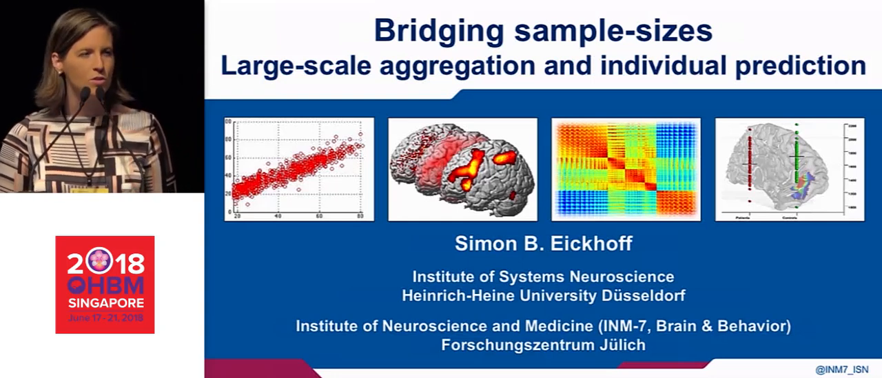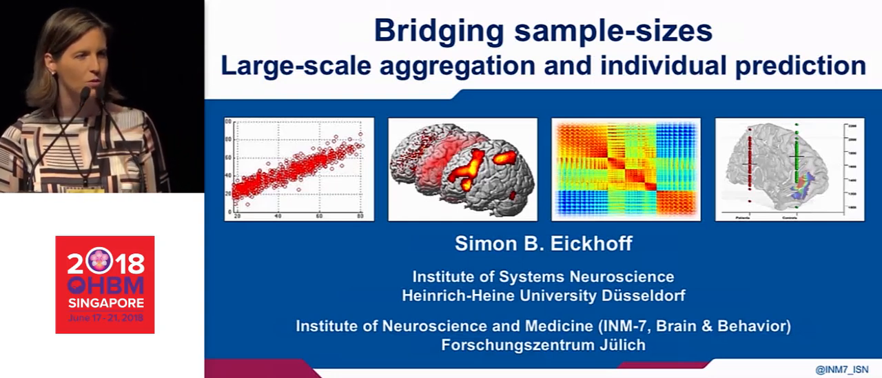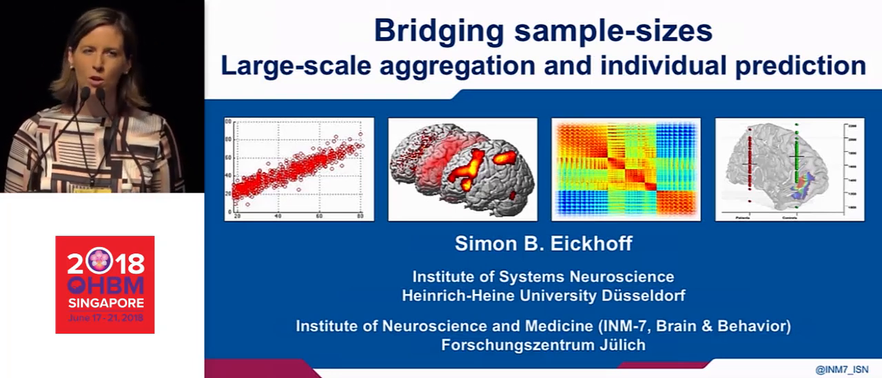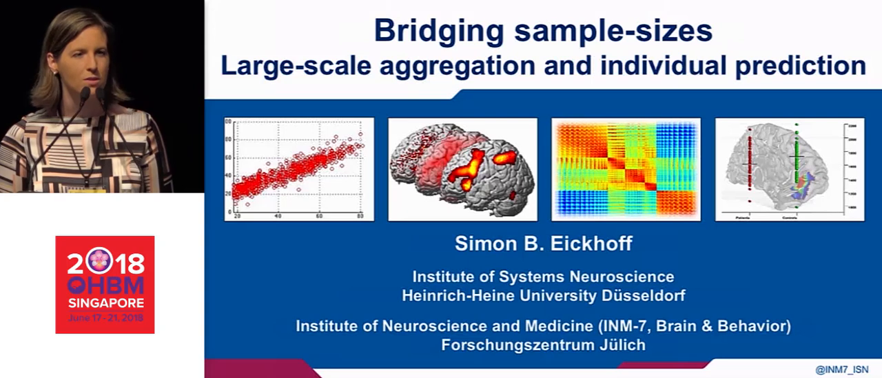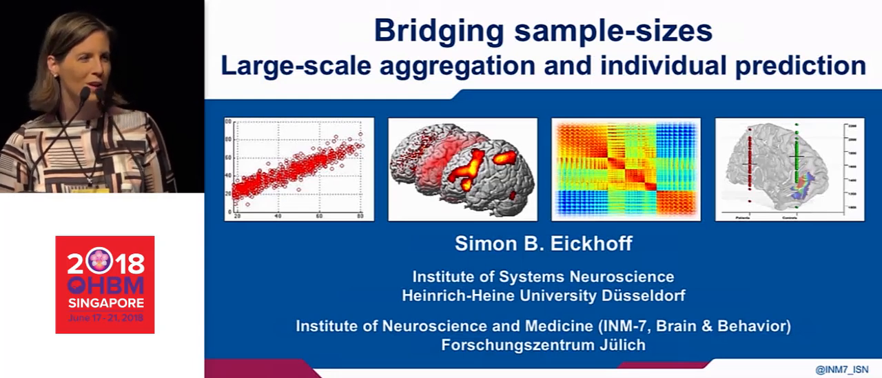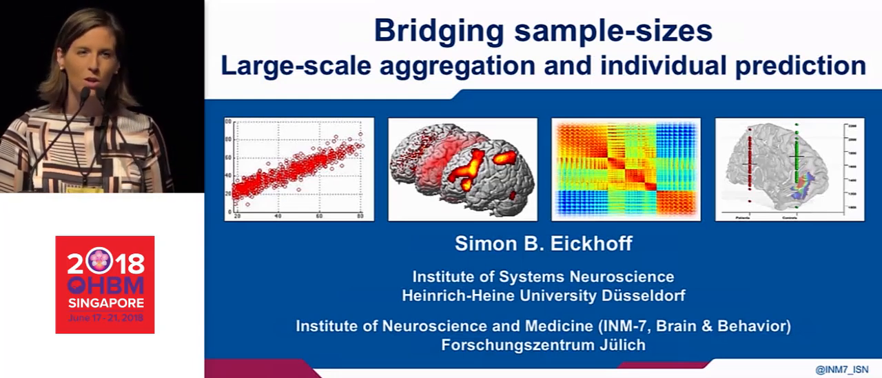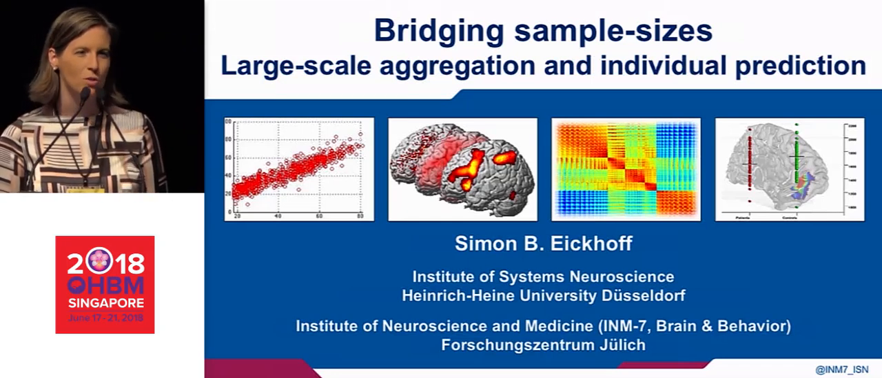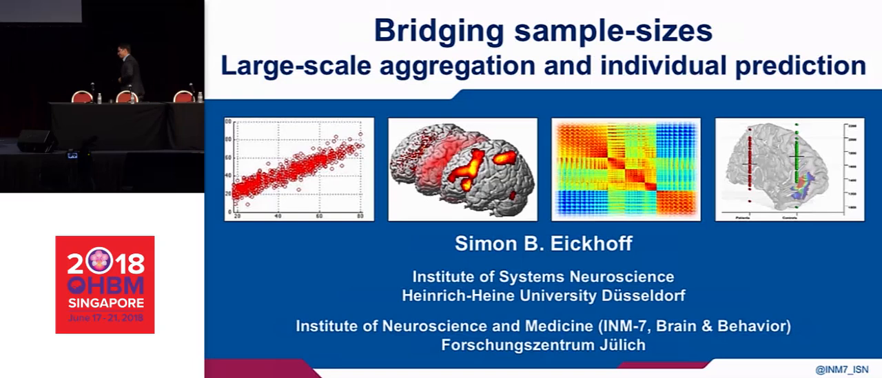At the beginning of last year, he became full professor for neuroscience at the University of Düsseldorf and is now heading the Institute of Systems Neuroscience at this university, and at the same time became director of one of the institutes for neuroscience and medicine at the research center in Jülich, which is called Brain and Behavior. So it always gives a promise to what we are looking at, and it is a real pleasure to introduce him here, to welcome him on the stage, and we are very much looking forward to your talk, Simon.